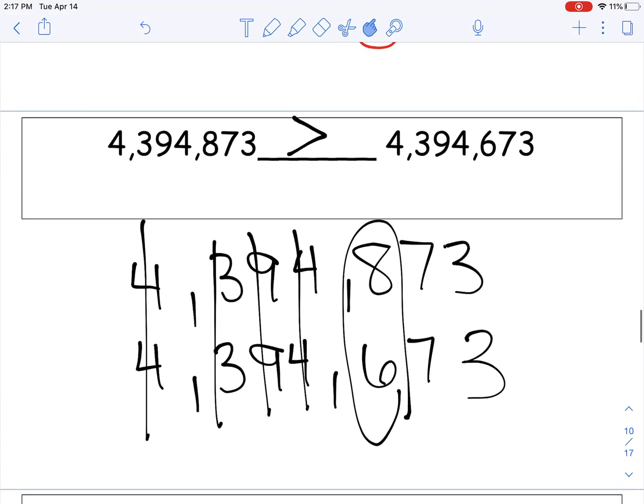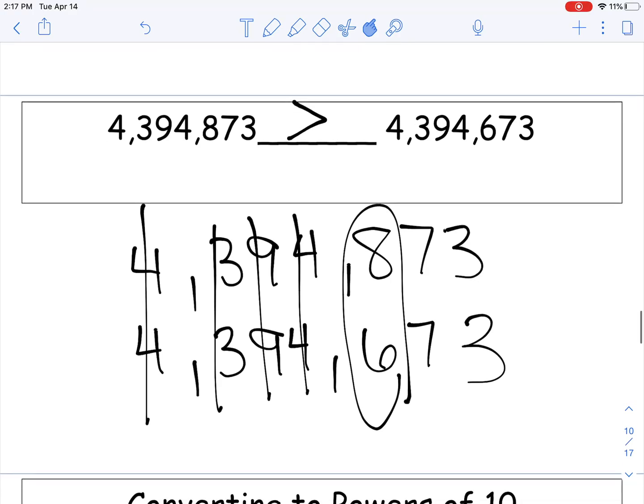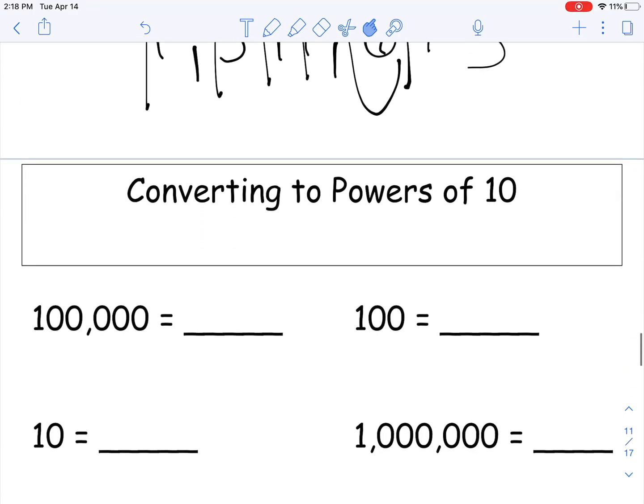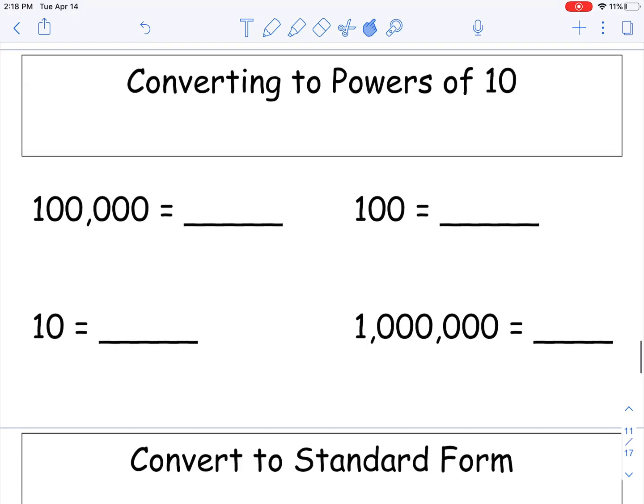So you're going to do a couple of comparing number problems. Make sure you show your work on those. And then some powers of 10. Remember, powers of 10, we're going to take standard form and convert it to power of 10 using that exponent.